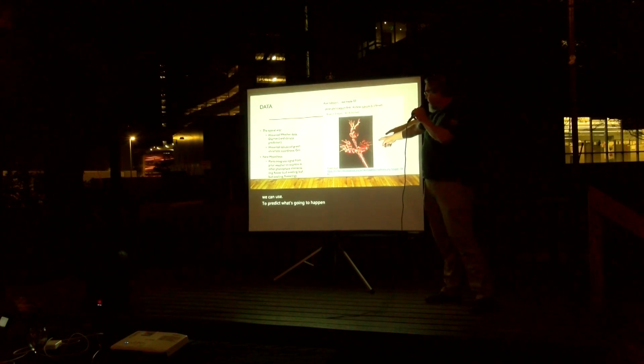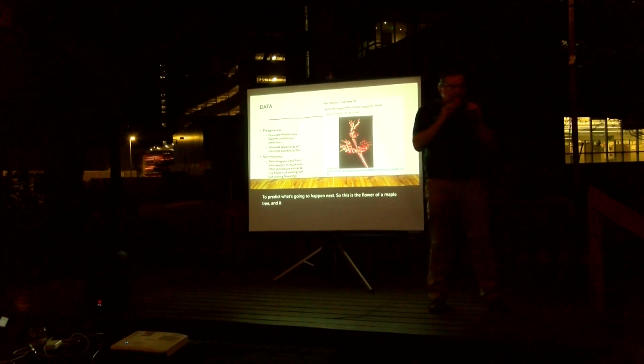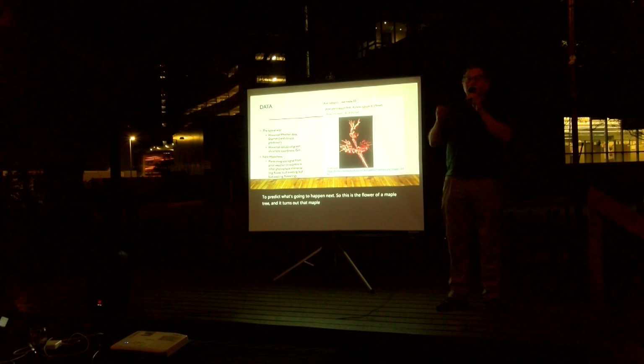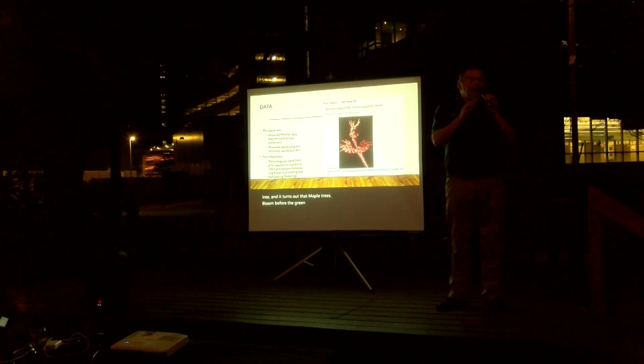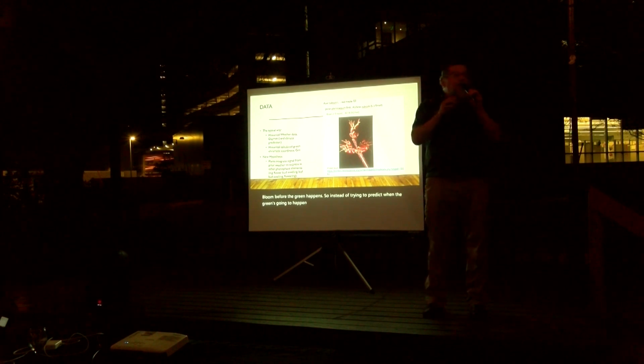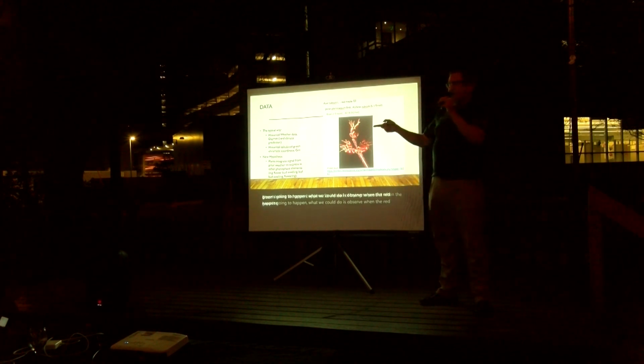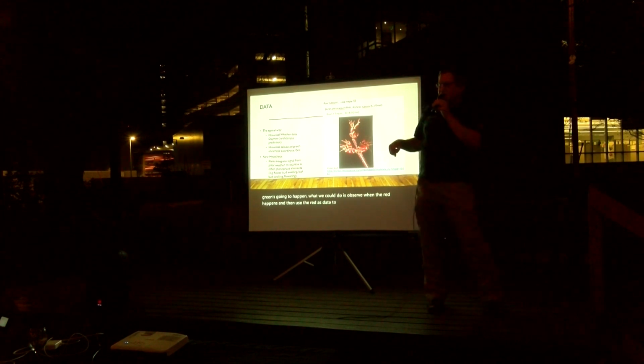So this is the flower of a maple tree. And it turns out that maple trees bloom before the green happens. So instead of trying to predict when the green's going to happen, what we could do is observe when the red happens and then use the red as data to predict when the green's going to happen. So if you move ahead.